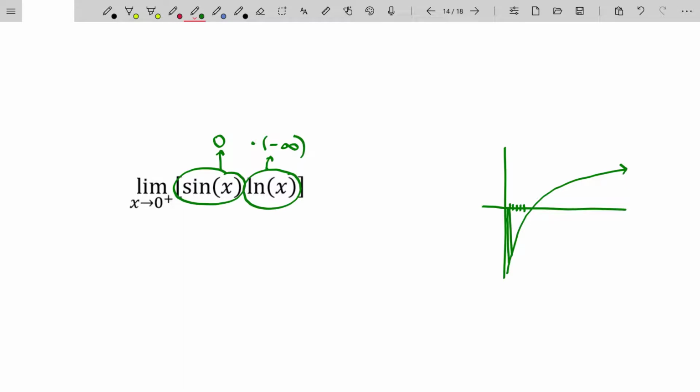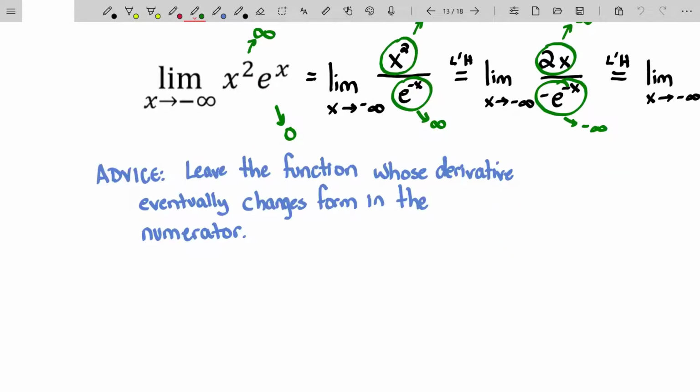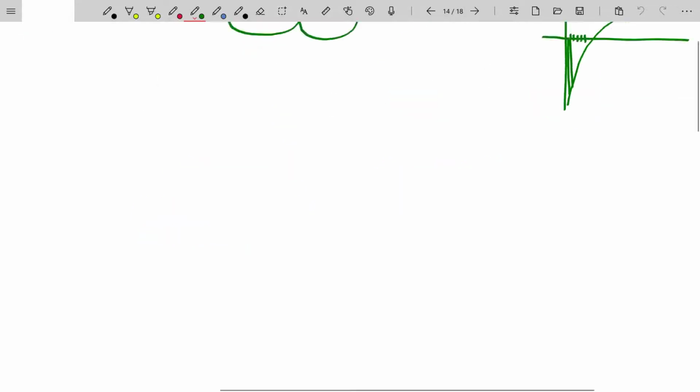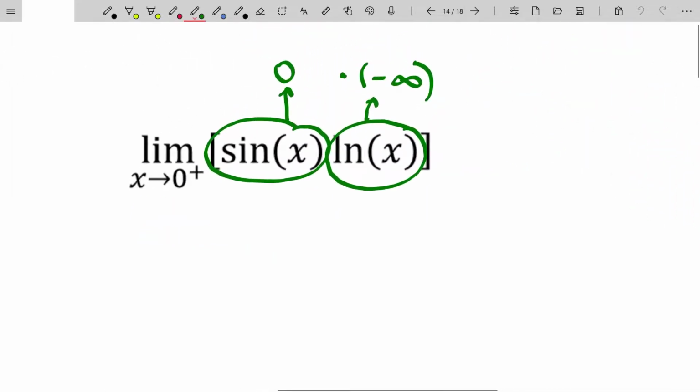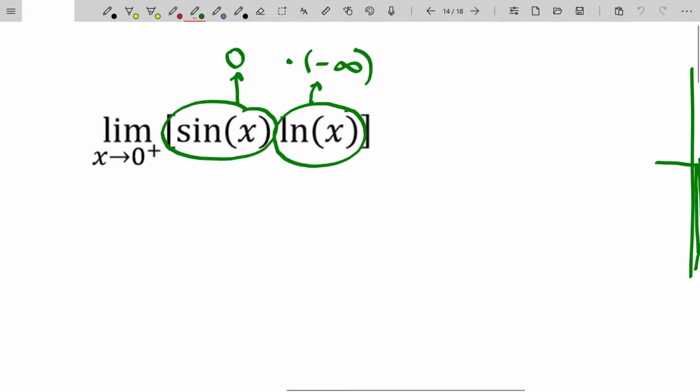Now, again, my advice: leave the function whose derivative eventually changes form in the numerator. Of these two functions, which of them has a derivative that will eventually change forms? The sine function's derivative is not going to change forms. It's going to be a trig function every time you take its derivative. There's a swap between sine and cosine. But the logarithm, its derivative will change form. So I'm going to leave that function in the numerator.